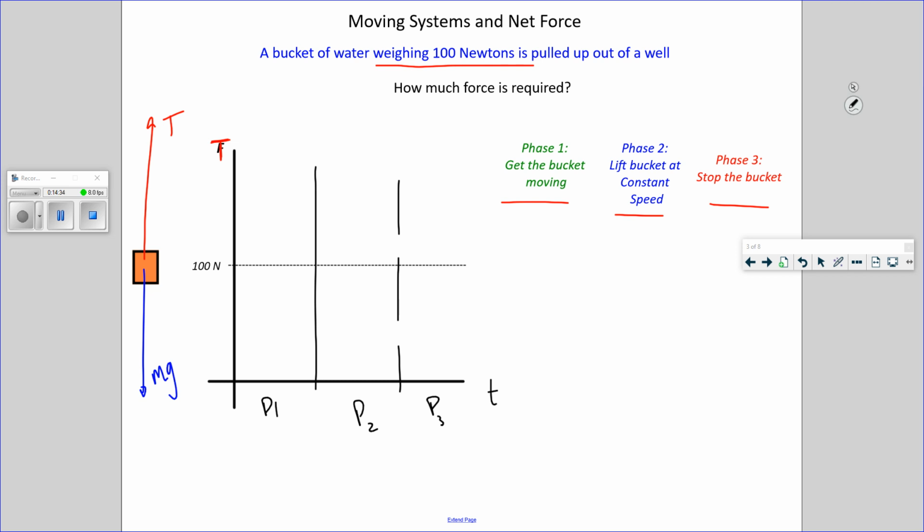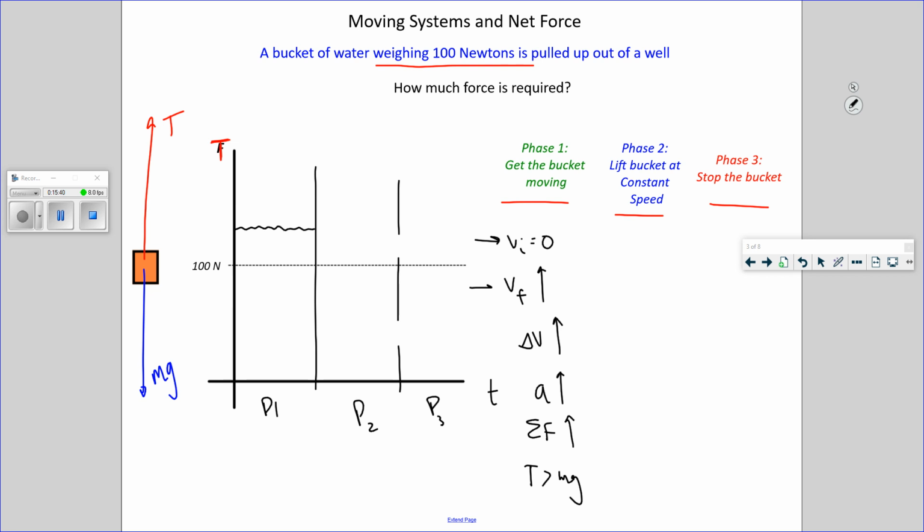To get the bucket moving, that means that we need to accelerate the bucket upward. We're going to assume that the bucket starts from rest, right? So we have a V initial of 0 and a V final going upward. And that means that we have a delta V upward. And that means we have an acceleration upward. And that means we have a net force upward. And that means that T has to be greater than mg. How much greater? Well, that's up to you. But if you want to get this object moving, you've got to apply more force than the object's weight. How much more? Again, that's up to you. But applying more than 100 newtons of force will make this object accelerate. And since it started at rest, it'll make it speed up in the upward direction.